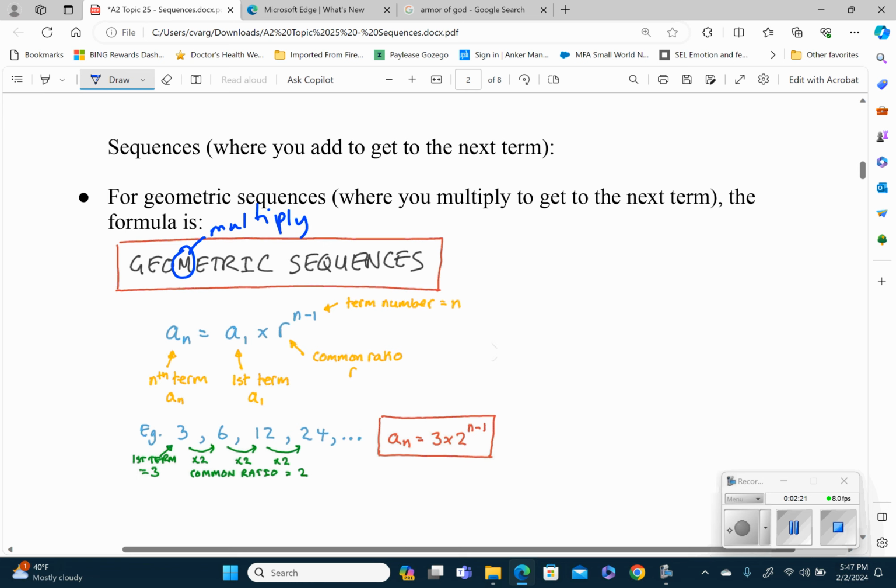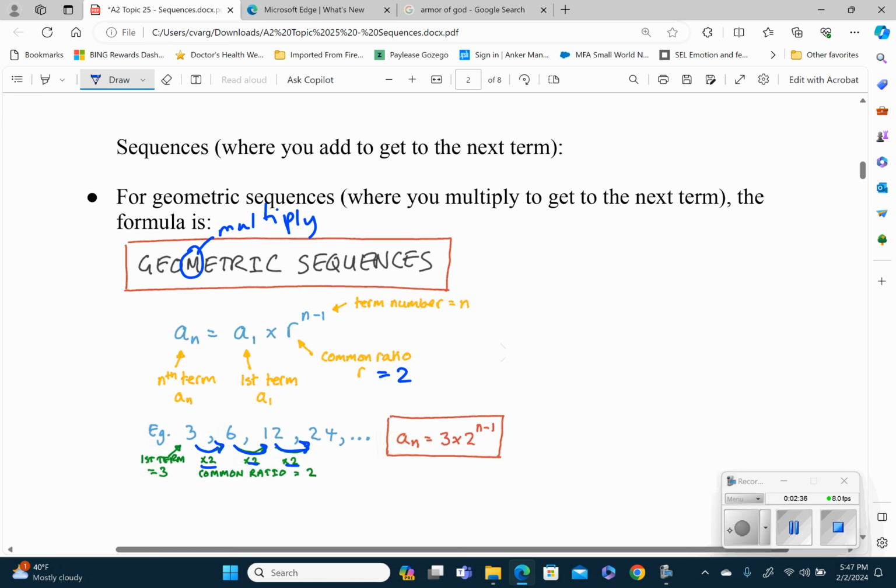So for example, in the example that we have here, from 3 to 6 to 12 to 24, our ratio, the r, in this case is 2, because we are multiplying by 2, as you see here, to get to the next number. And again, if you don't know how to find that easily, if we take a2 divided by a1, do the opposite. So in this case, a2 is 6 divided by a1 is 3. So 6 divided by 3 is equal to 2, and that is our common ratio. So our ratio is 2, okay?